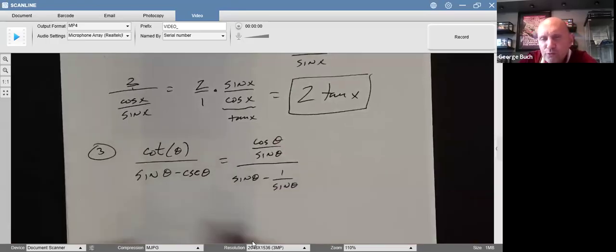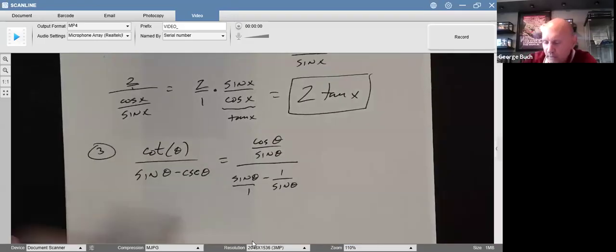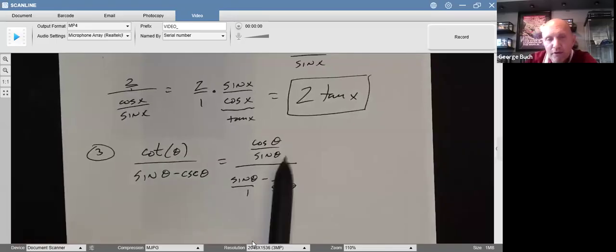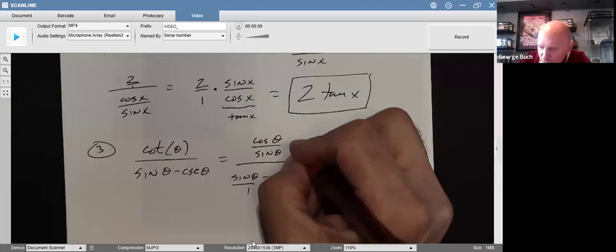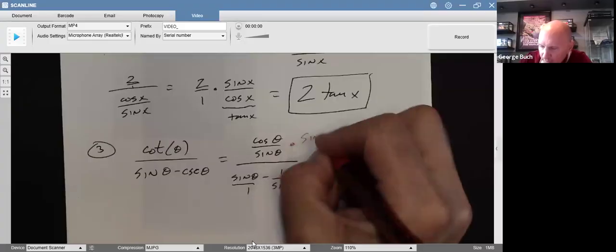So this one's a little trickier to solve. It is a compound fraction, so we have two ways we could solve this. We could combine the denominator and then keep, change, flip. The other thing we can do is what? Multiply everything by the LCD, which in this case is sine of theta.